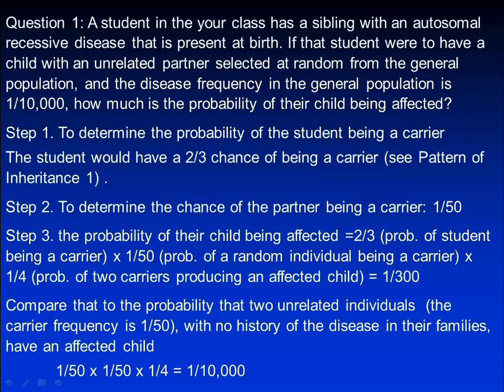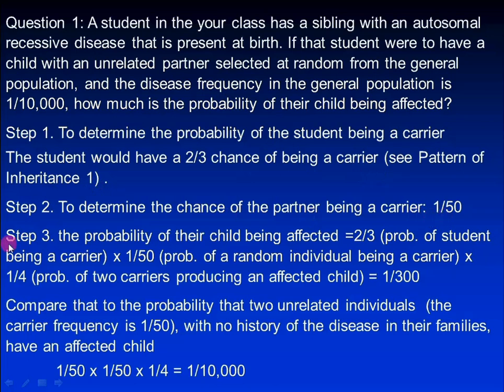This type of question can be solved in 3 steps. The first step is to determine the probability of the student being a carrier. Based on the vignette, the student is not affected. Therefore, the student has 2/3 chance of being a carrier. Detailed calculation has been covered in the Patterns of Inheritance 1 lecture. Second step is to determine the chance of the partner being a carrier. We have already done that in the previous slide.